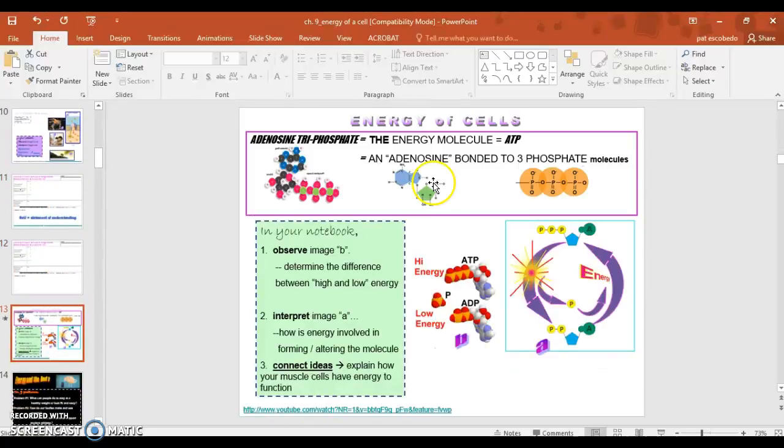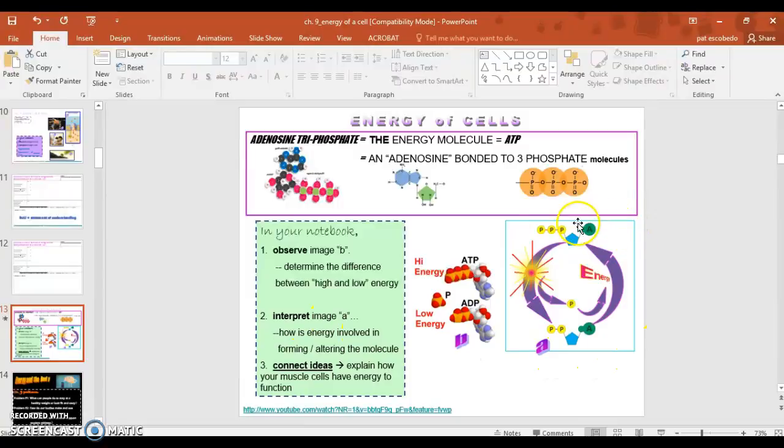Alright, next slide, we have a definition you need to copy down in your notes. And to complete task 1, all you need to do is look at image B. Image B is this one right here that compares ATP in a high energy state and a low energy state. You compare the high energy and the low energy state, and your goal is to find out what's different between them. And then you explain. So you just observe it and come up with a statement or an observation that says how they're different.